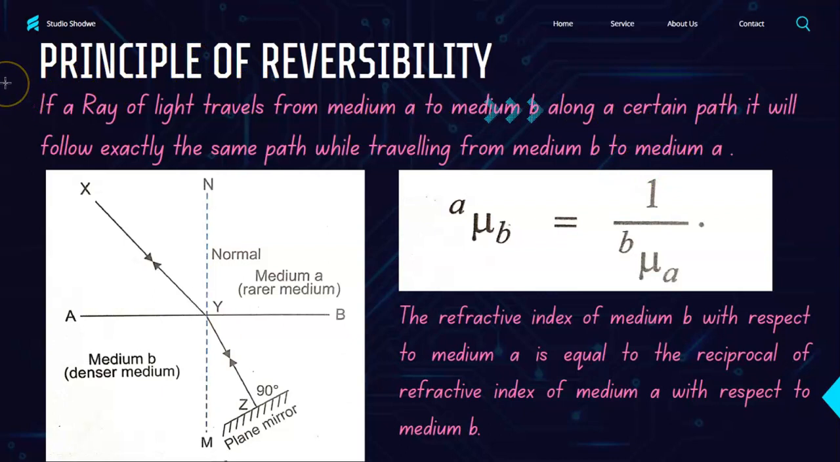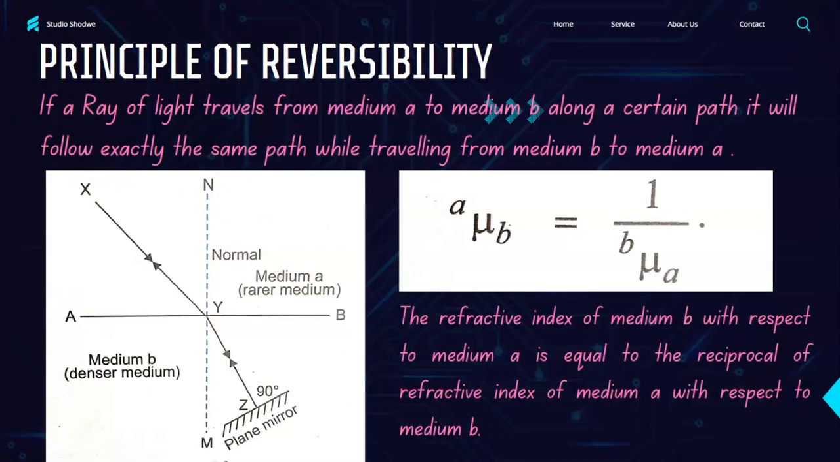The statement says if a ray of light travels from medium A to medium B along a certain path, it will follow exactly the same path while traveling from medium B to medium A. So if we look into this diagram given on the left hand side, we can see that the ray of light is traveling from medium A, that is rarer medium, to medium B, that is denser medium. So as soon as it strikes the interface, since it is going from rarer medium to denser medium, it will bend towards the normal and it will follow this path.